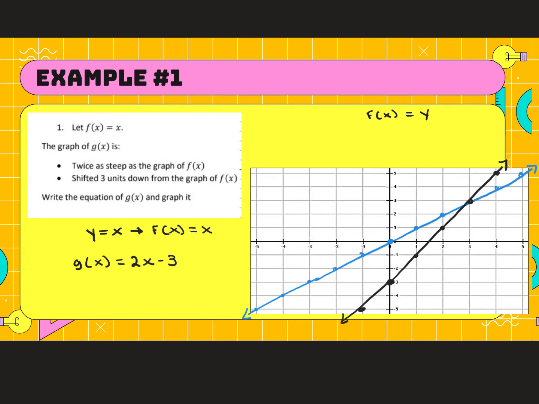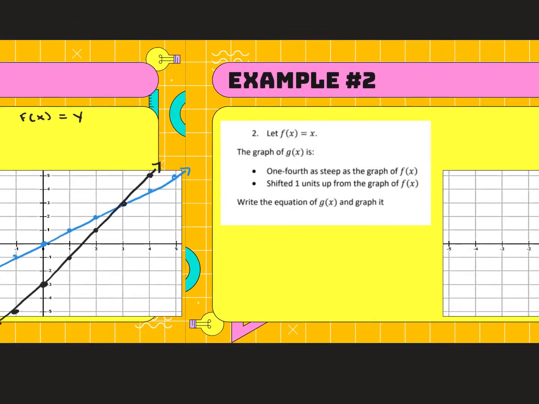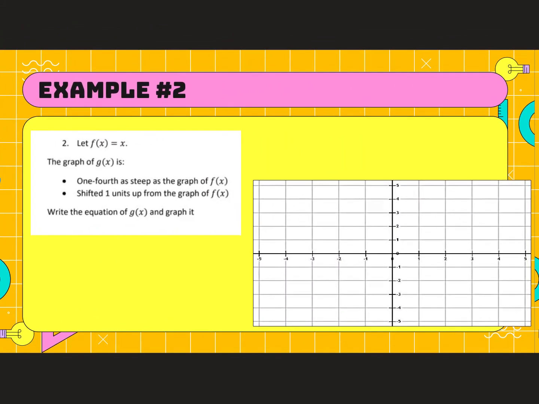All right. So now let's just go back and double check ourselves. The graph is twice as steep as the graph of f of x, so our slope is twice the slope of our parent function, and then it is shifted down 3 units. All right, we're going to do the exact same thing here. All right, so we're going to start off with our parent function. So we're going to graph our parent function again.